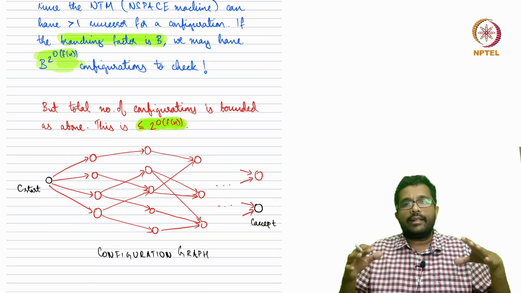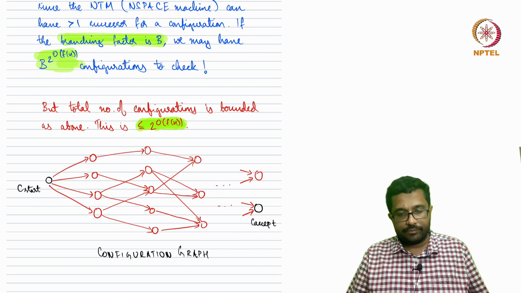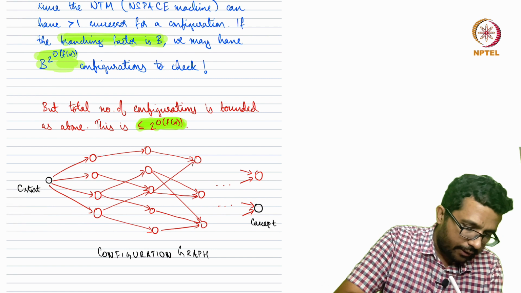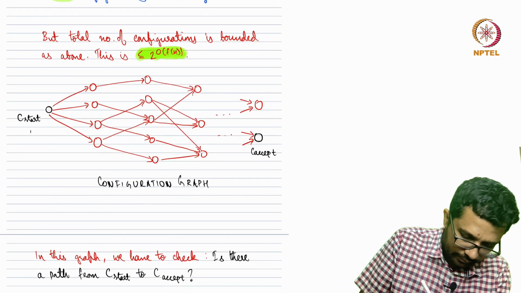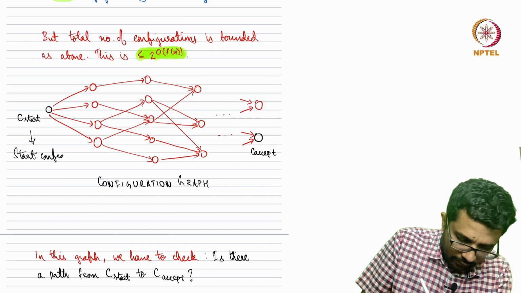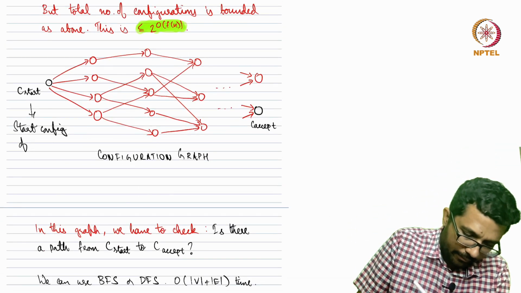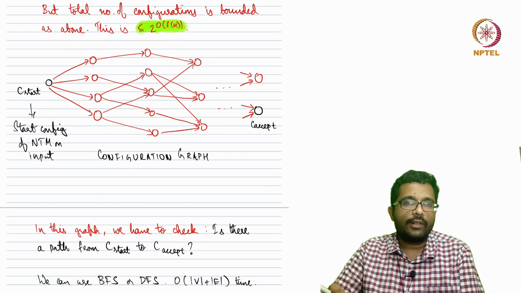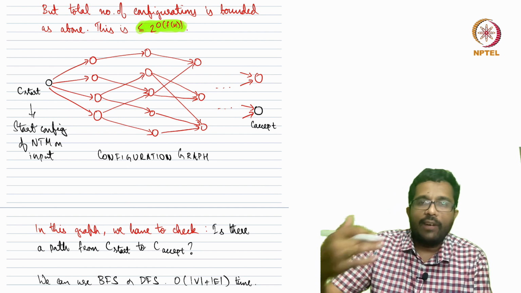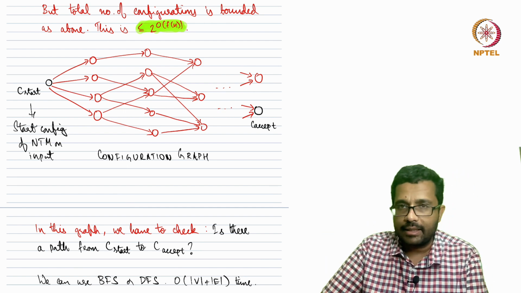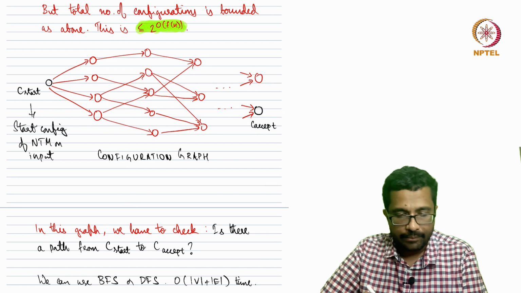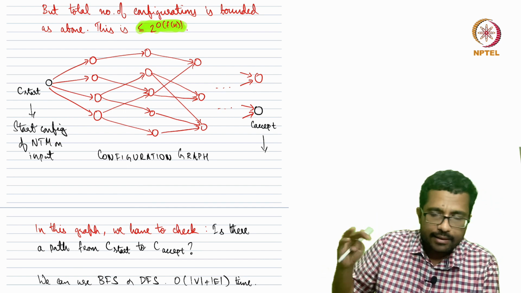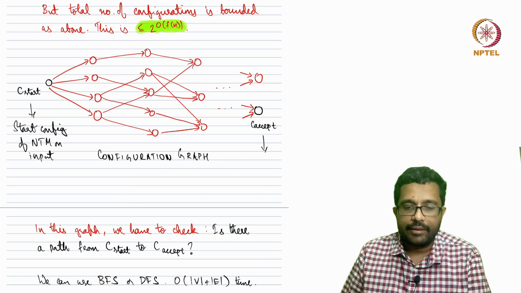Instead, we can look at the entire set of configurations as a single directed graph. We have C start, the starting configuration of the NTM on the input. Once we decide the input, the starting configuration is fixed. Then it has some valid successors, and they will have more successors and so on. So we get a directed graph, which is a configuration graph. And we just want to know whether there is some way to reach the accepting configuration from the starting configuration.